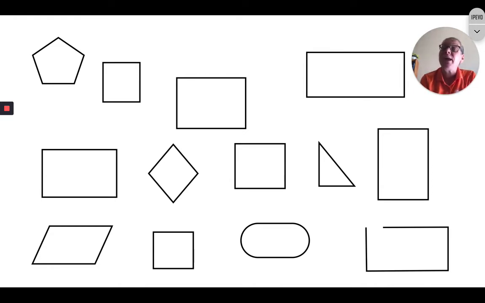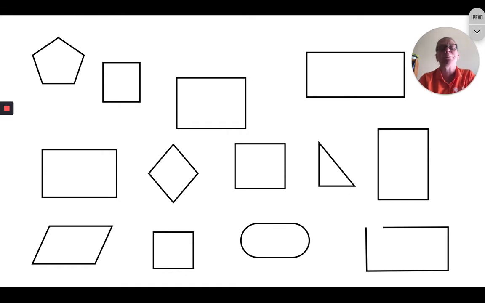Now today we have to do the same thing that we did yesterday. We need to find all our squares and rectangles in this picture. And remember, if it doesn't close, it's not a shape. We have to make sure that all the sides close.